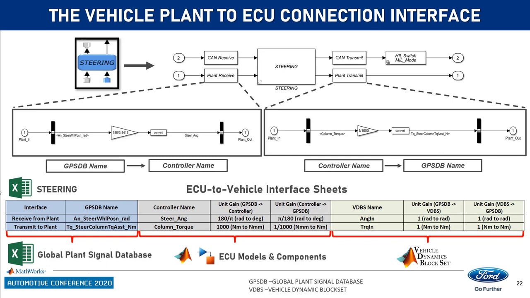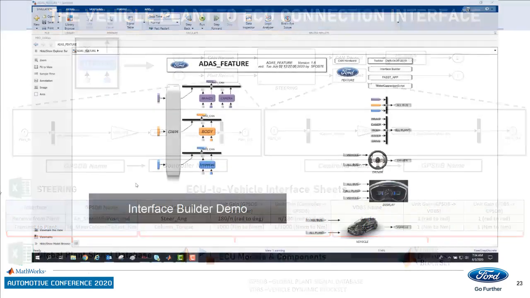Based on the mapping defined in the interface sheet, the plant interface builder will generate the appropriate connections for this signal automatically, including the required gain blocks and signal naming. The same is done on the transmit to plant side, where the steering controller passes column torque in Newton millimeters to GPSDB named torque, steering column assist in Newton meters. This is a simple example to show the basics behind the interface builder. I will now show a quick video of the interface builder in action.